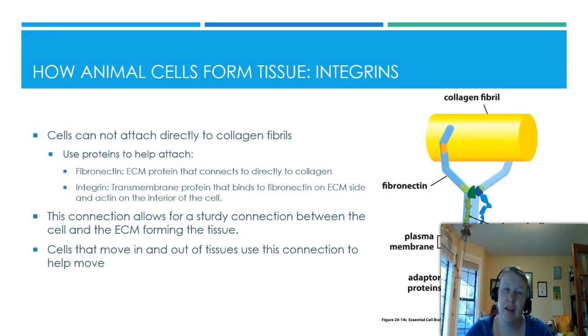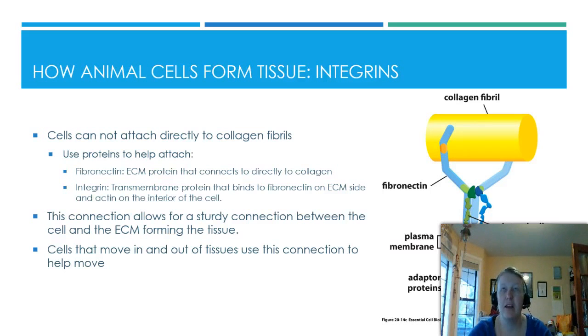So how do the cells connect to this network of collagen fibers? Well, they don't connect directly. They can't. The connection is just not that strong between them. So what we have is a series of proteins that connect through this process. We have the collagen fibril, and what attaches to this is something called fibronectin. The fibronectin is a protein found in the ECM, and it will connect to the collagen fibril. Then we have these integrin dimers, which are transmembrane proteins in the cell.